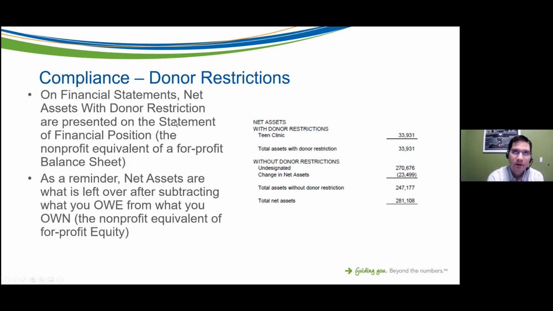So just to make sure everyone's clear, net assets are what's left over after subtracting what you owe from what you own. So you have assets, things that you own, and liabilities, things that you owe, such as accounts payable, credit card bills, loans. When you take your assets and subtract the liabilities, that is your net assets. That is the portion of what you own.